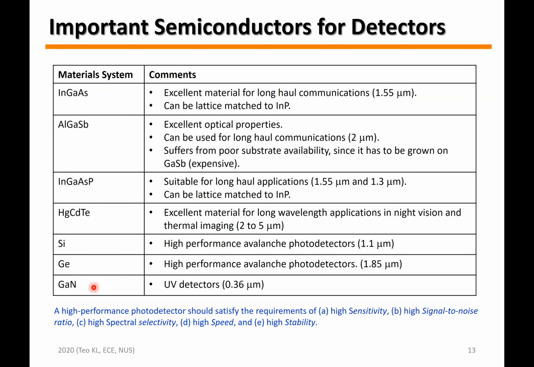Gallium nitride has a wavelength, or band gap, of 0.36 micron or 3.4 eV, and is used for UV detectors. The detection of UV radiation using gallium nitride has a wide range of applications, such as chemical, environmental, and biological analysis or monitoring. High performance photo detectors need to satisfy high sensitivity, high signal to noise ratio, high spectral selectivity, high speed, and high stability.